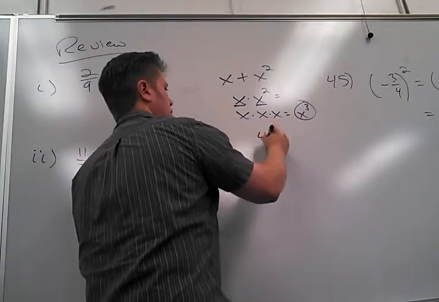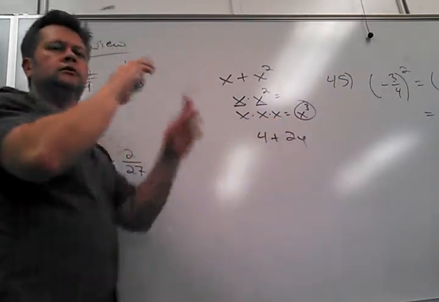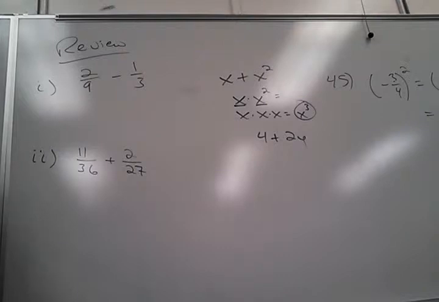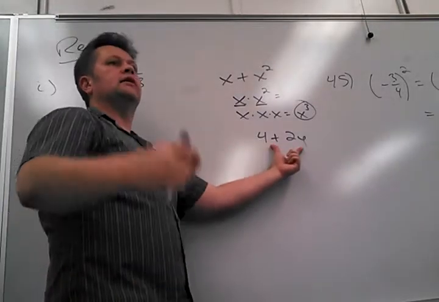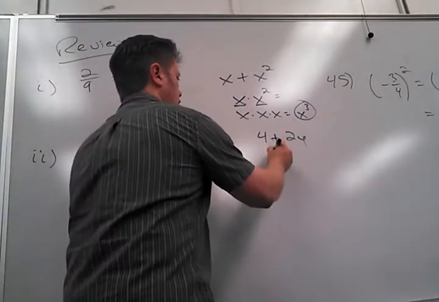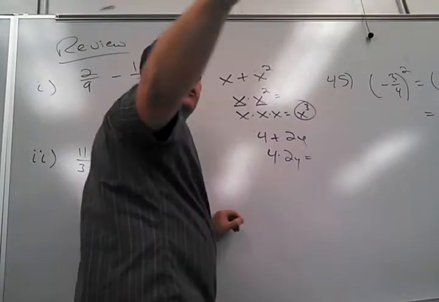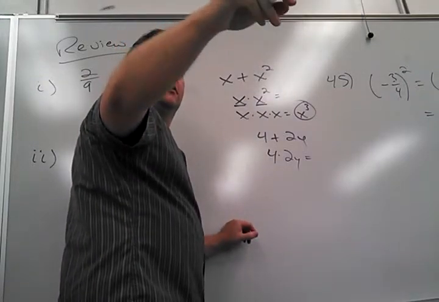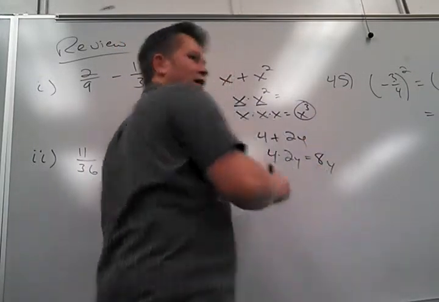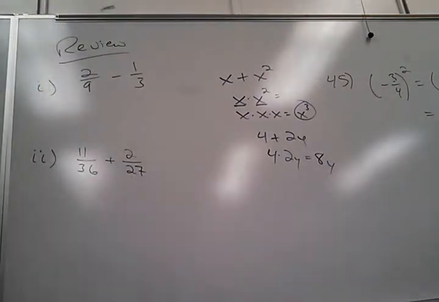And here's an even better one. What's 4 plus 2y? 8y. Careful. Can't do it. I like it. Even better. 4 plus 2y. I can't add those because, again, they're not like terms. Well, what's 4 times 2y? Now come at me. 8y. 8y. I like that.